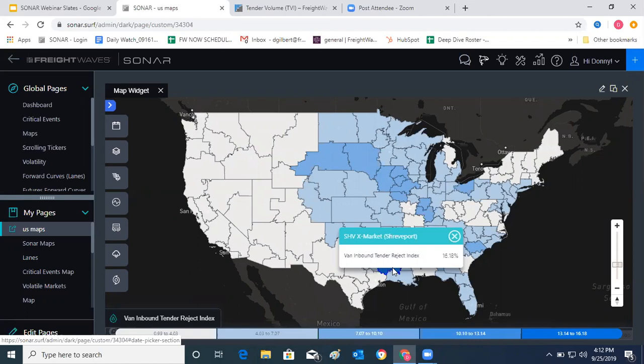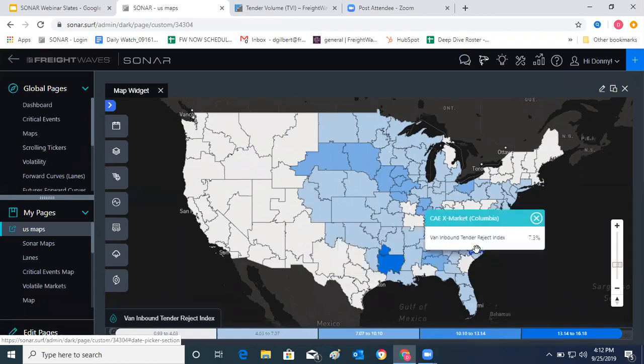So you might have looked at your outbound tender rejection rate, but also check out your destinations. Check out capacity on your destination. See if it's tight or loose. See if they have a lot of volumes or no volumes. And also check out tender rejection rates. With a 16.18 tender rejection rate, that means a lot of drivers are not willing to go to the Shreveport market. And there might be good reason behind this.